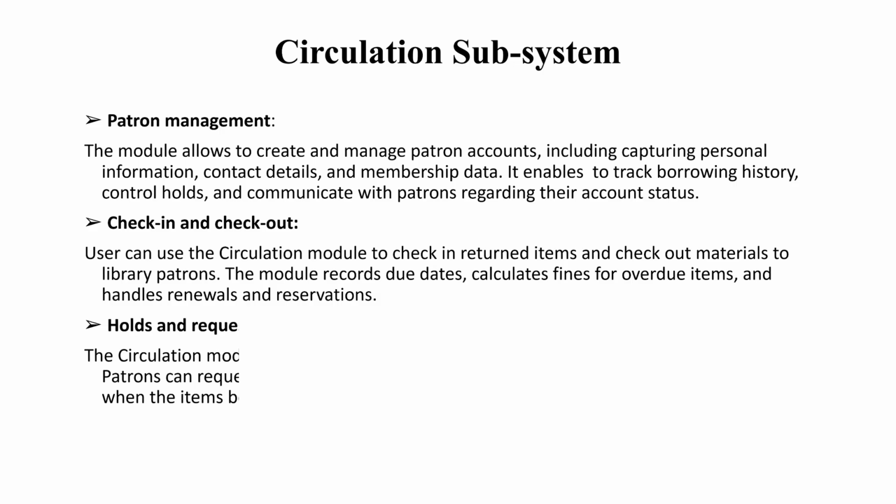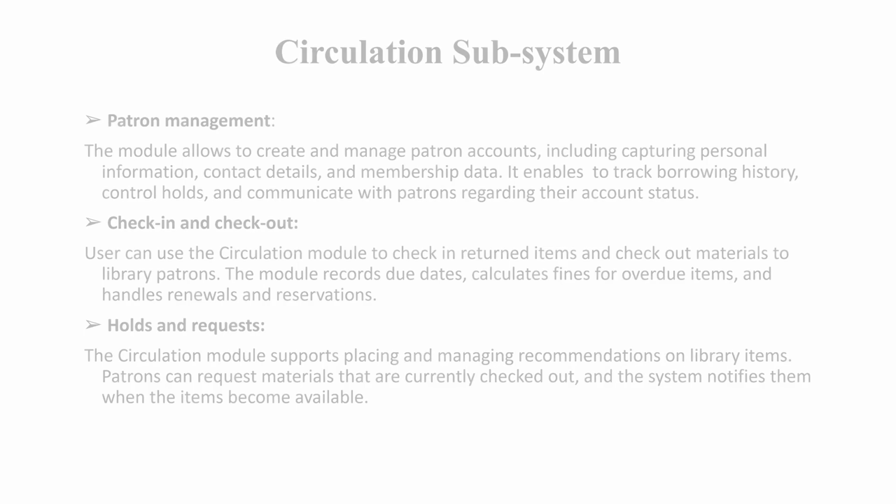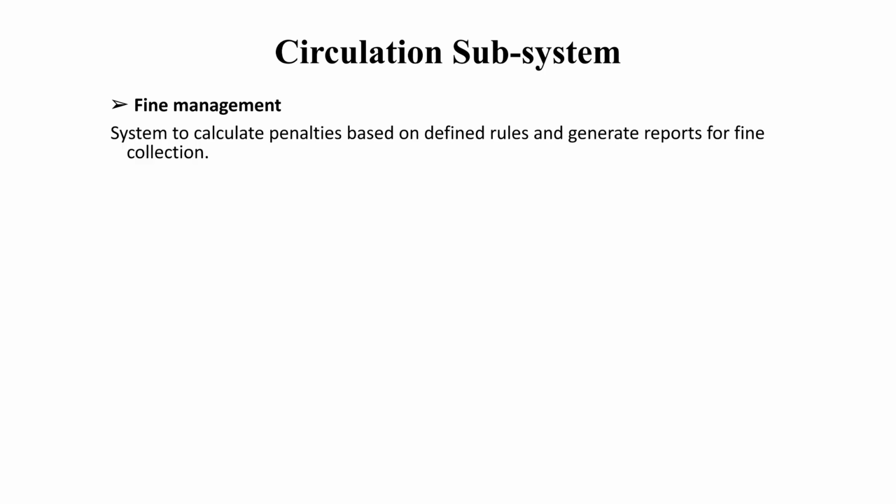Next part is holds and requests. The circulation module supports placing and managing holds or recommendations on library items. Patrons can request materials that are currently checked out and the system notifies them when the items become available. Now I am going to discuss the circulation subsystem. Fine management is part of this circulation subsystem. The system automatically calculates penalties or fines based on defined rules and generates reports for fine collection.